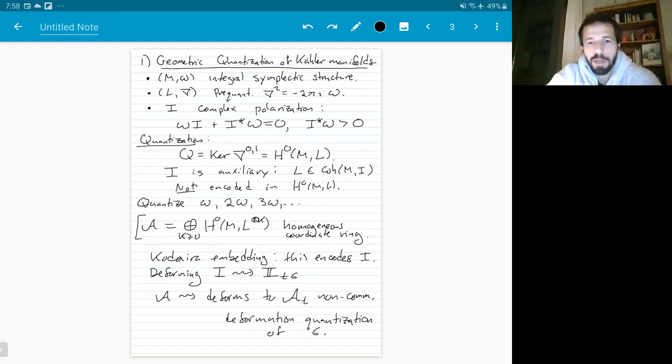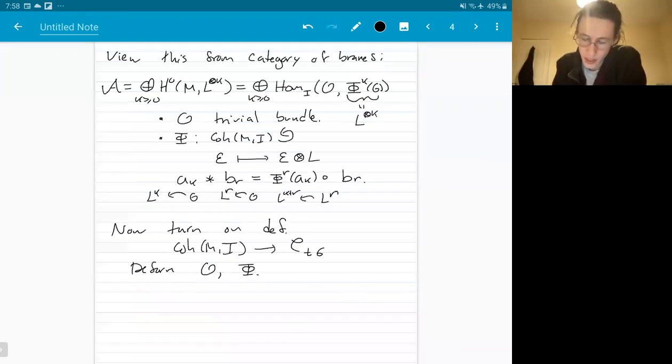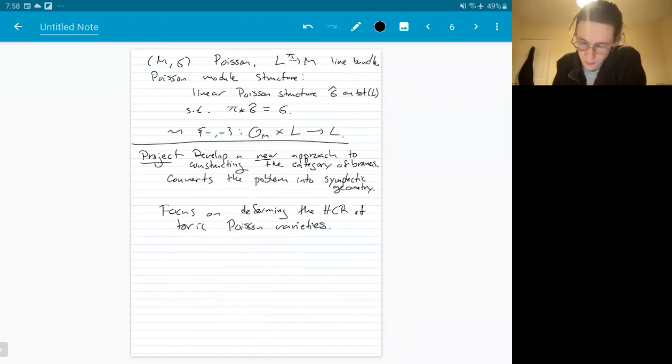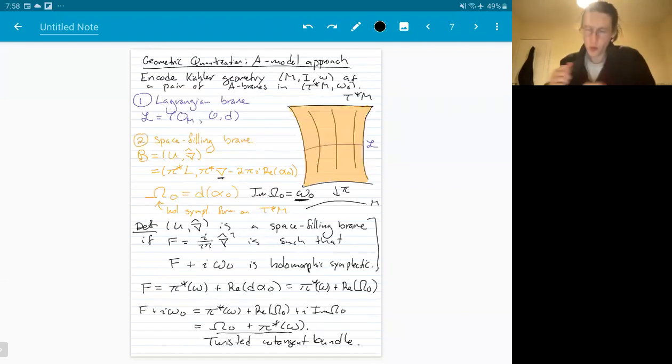Okay, so you're thinking of the complex structure as the GCS, and then your omega is an auxiliary object. Exactly. So what we're doing is taking this object, and we start with an object in the B model, but we encode it as an object in the A model, well, as a pair of objects in the A model of an auxiliary space, which is the cotangent bundle.